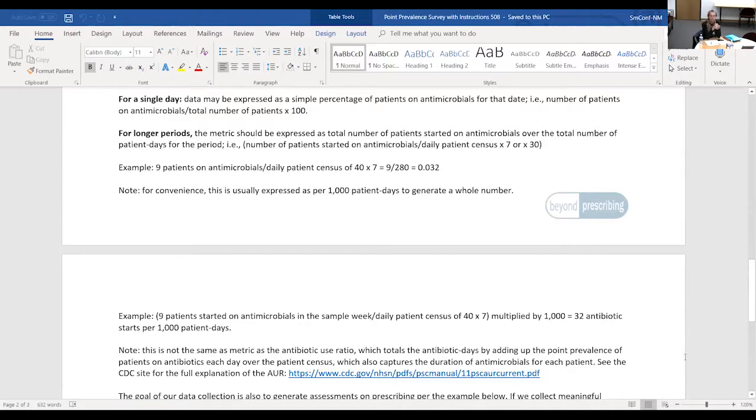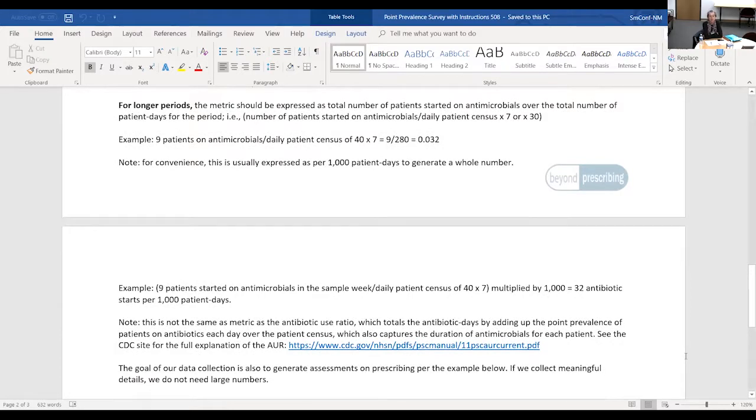So for a single day, you can talk about percents, because most people will understand that it's pretty clear. But for longer periods, once you start to have more than one day, to make it consistent, you need to talk about how many patients we have over the total number of patient days for the period.